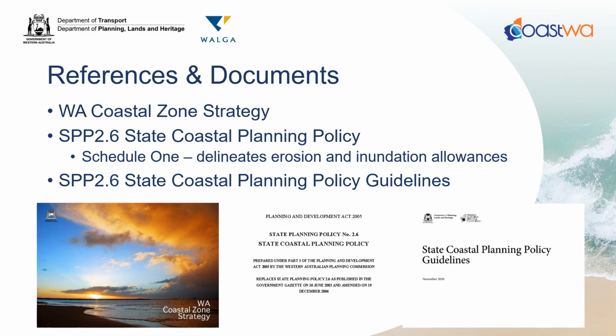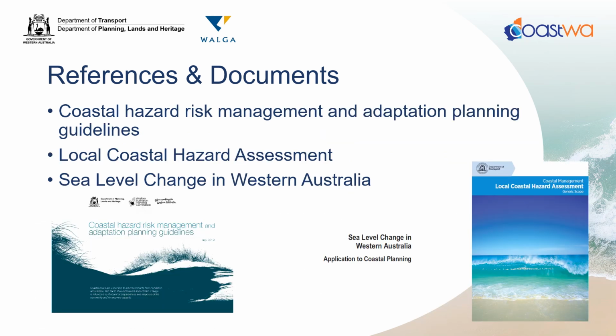There's a number of reference documents and other guidelines around which are really relevant for coastal hazard assessments and the development of those. So the West Australian Coastal Zone Strategy provides an overview document for works in the coastal zone. SPP 2.6 and the State Coastal Planning Policy, in particular Schedule 1, delineates a methodology for calculating coastal erosion and inundation allowances, and the State Coastal Planning Policy guidelines provide guidance on those.